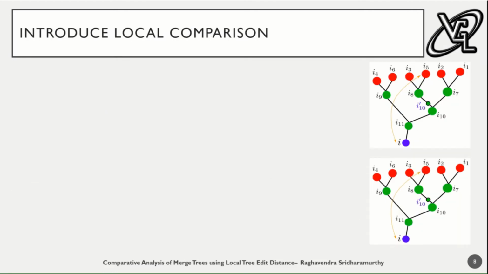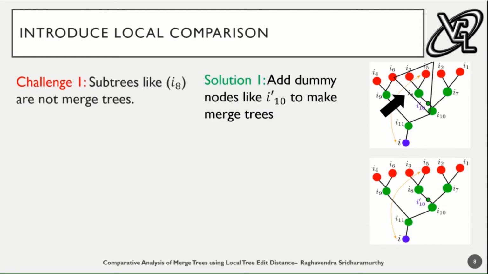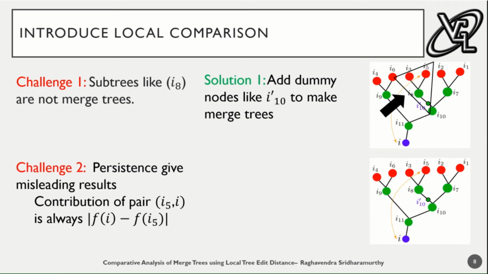We introduced local comparison into our previous work, global merge tree edit distance, by addressing some issues which made MTED insufficient for local comparison. Firstly, since subtrees like I8 are not merge trees, we introduced dummy nodes like I-10 with small perturbations in function values from their parent nodes. This satisfies the constraint that all subtrees should be merge trees.